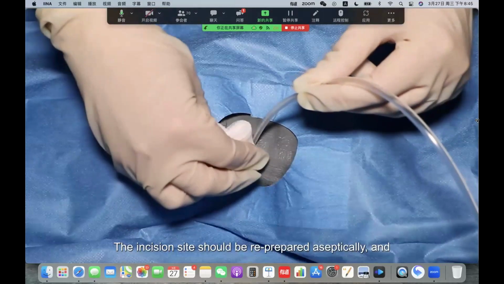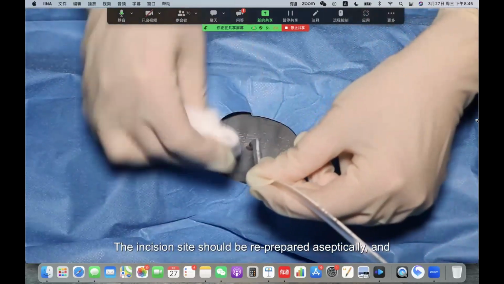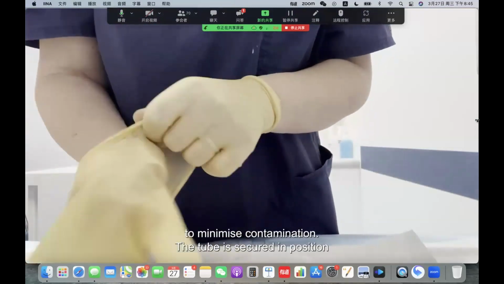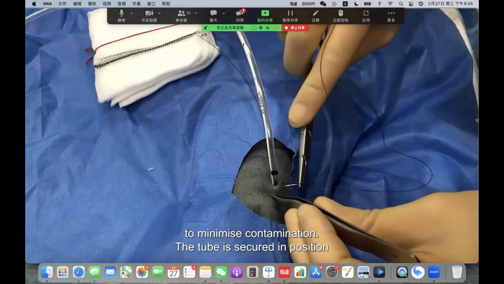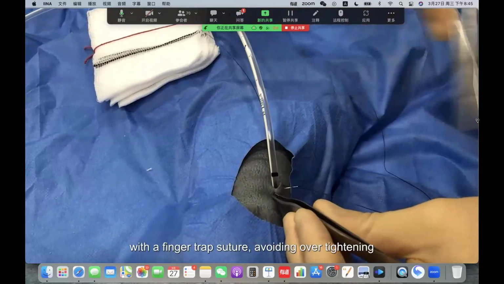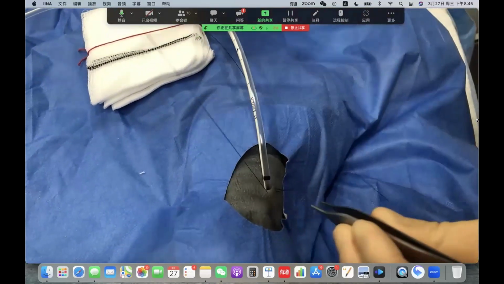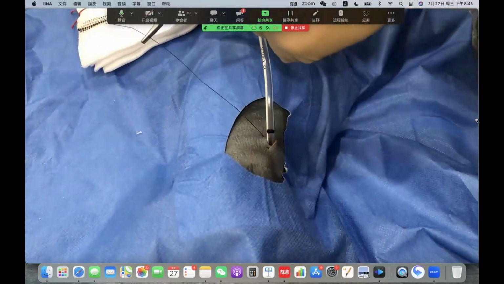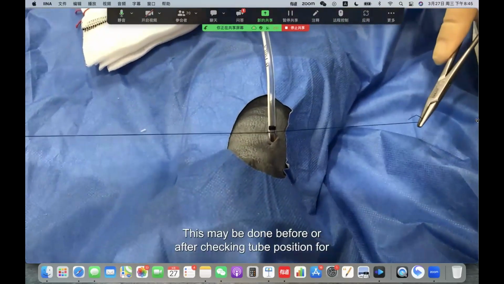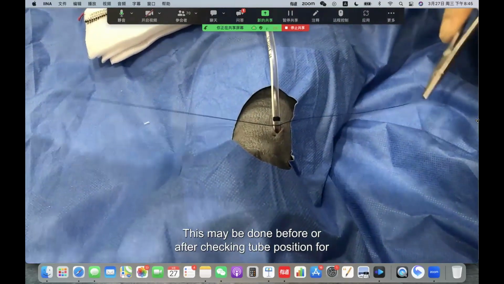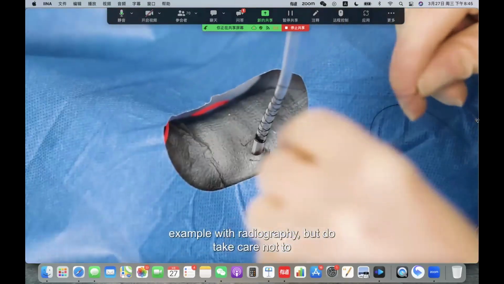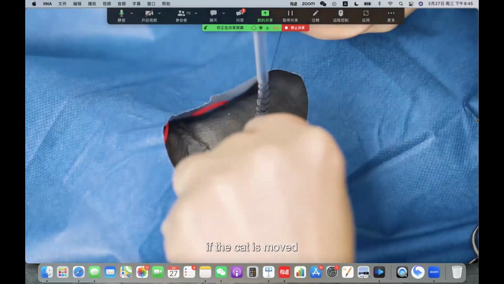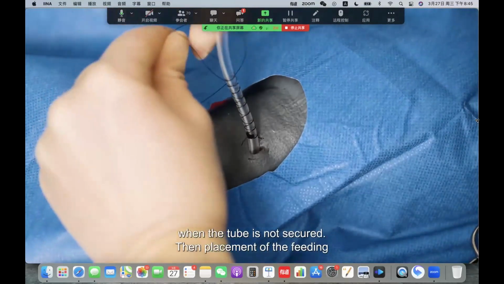The incision site should be re-prepared aseptically and gloves changed if they have been in the cat's mouth, to minimize contamination. The tube is secured in position with a finger trap suture, avoiding over-tightening of the sutures in the skin to maintain the cat's comfort. This may be done before or after checking tube position, for example with radiography. But do take care not to dislodge the tube if the cat is moved when the tube is not secured.